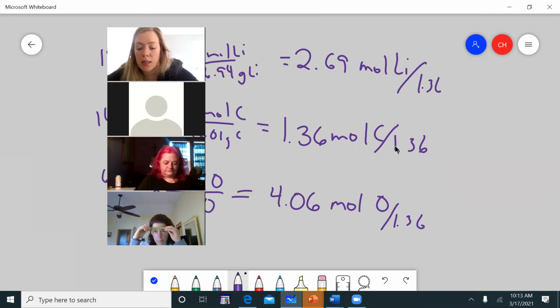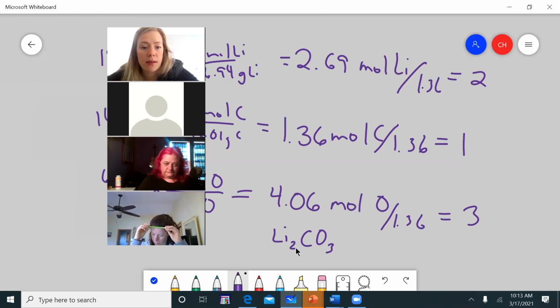This first one is like 1.977. That's close enough to 2. This is 1, and then 4.06 divided by our 1.36 gives us 2.98. That is close enough to 3. So Li2, carbon 1, O3. Anyone know what this is? It's lithium carbonate.